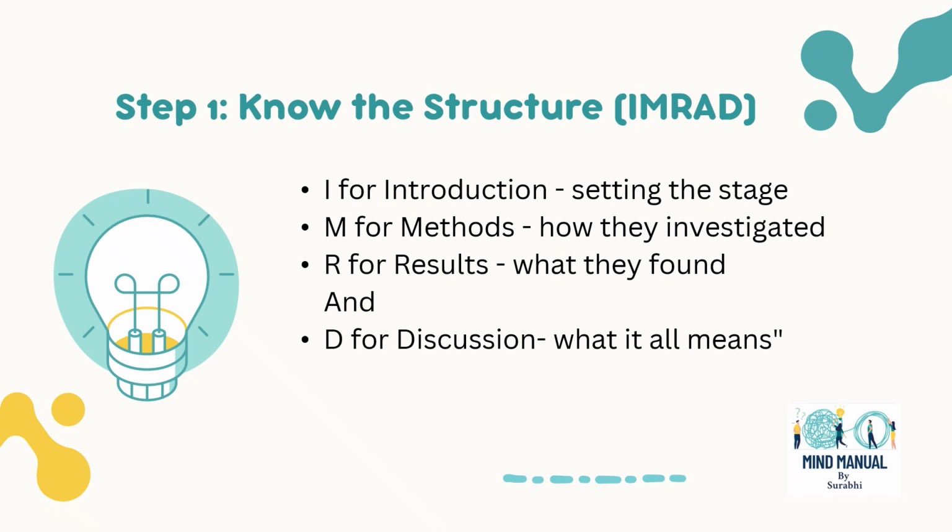Now, the first step is knowing the structure of research. Most psychology research papers follow a structure. It's called IMRAD. I for introduction, M for methods, R for results, and D for discussion. So think of it like a documentary where the introduction is setting the stage, the method section is telling you how they investigated, what exactly they did. Results are basically what they found out, and D for discussion is where they try to make sense of whatever they have researched in that research paper.